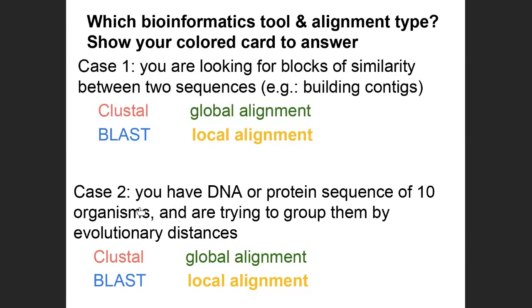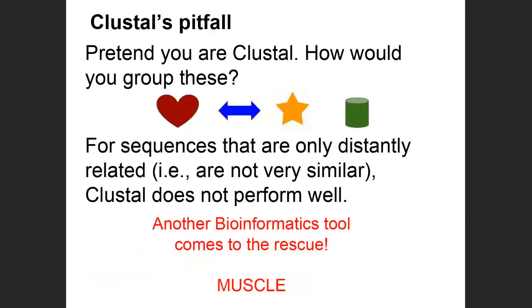Yeah. So we're going to use Clustal, or you could use Muscle, but from here you'd pick Clustal, and Clustal does global alignment. At least that I know of, you can't change it. I want Clustal to do local. It does global.